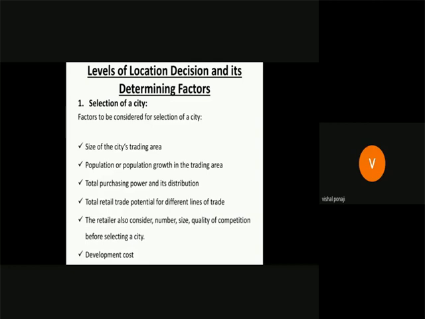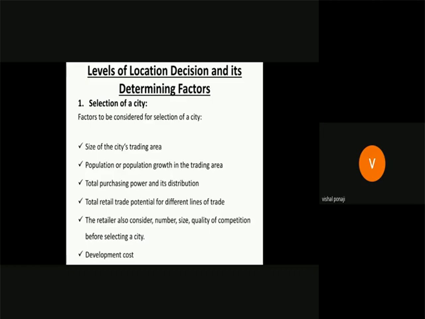You get it from the government census data, which will help you decide which cities will give you promising profit or returns if you are going to invest in them. That has to be considered.